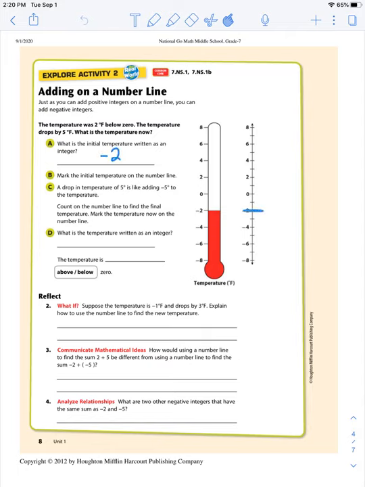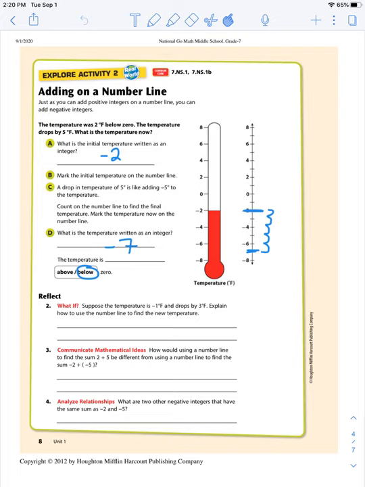And it's marked on the number line. And then it drops 5. This is like adding -5 or going down 5. So from -2, we're going to count 1, 2, 3, 4, 5. The temperature is now -7. So the temperature is -7 or 7 degrees below 0.